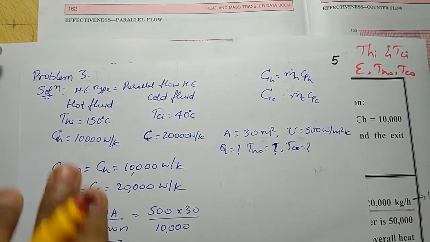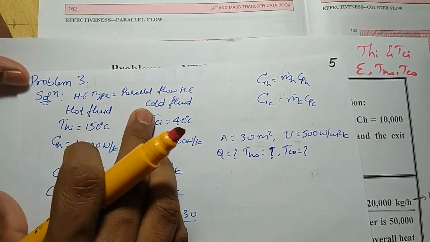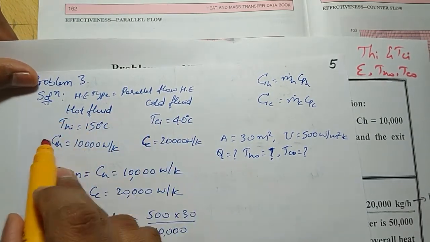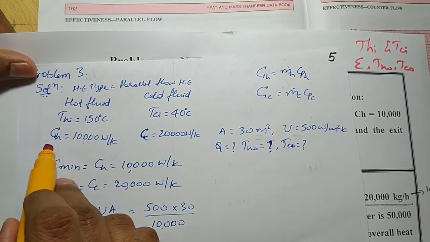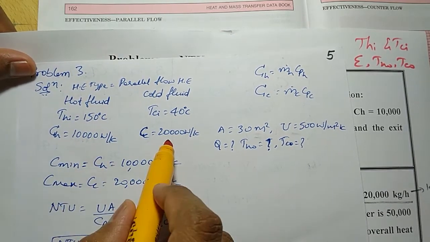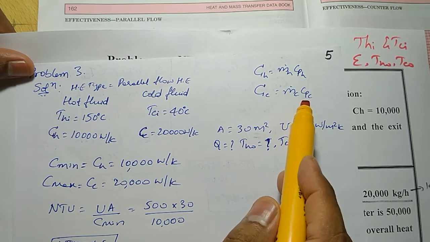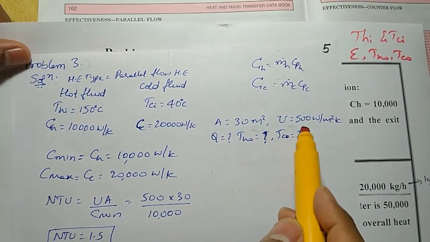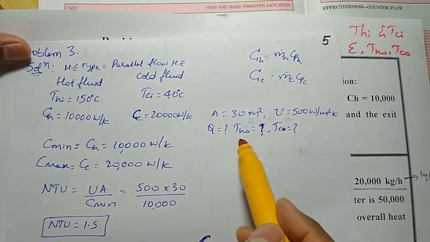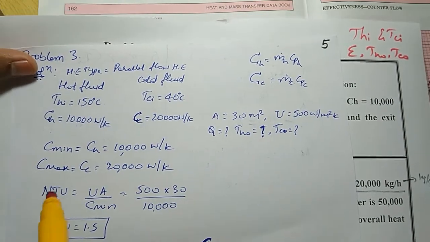Now, the heat exchanger type is a parallel flow heat exchanger. You take the hot fluid and the cold fluid separately. CH and CC are given, CH means m dot H CPH, CC means m dot C CPC. The area and U are given. We have to find out Q and TH naught and TC naught.